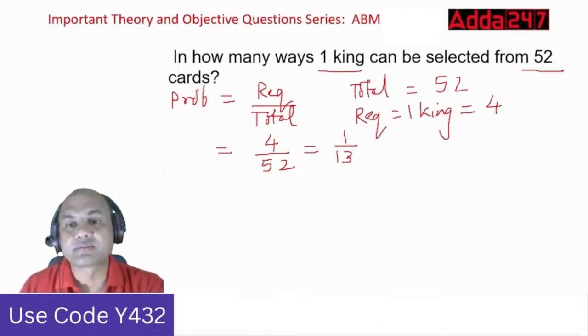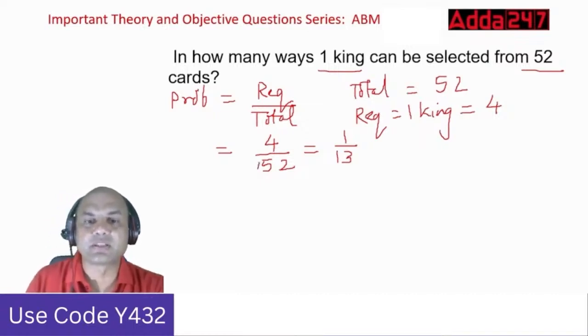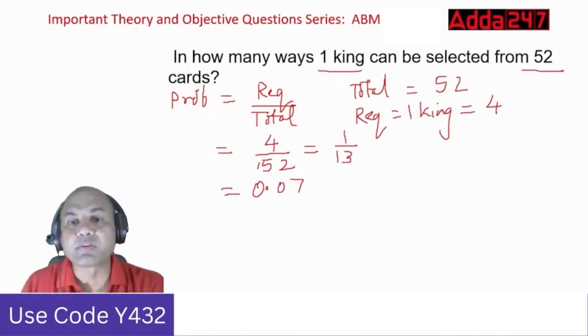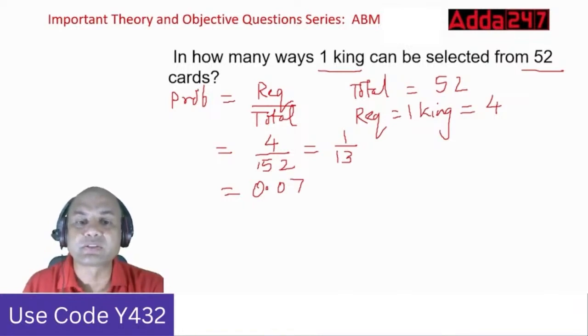What is the answer? 1 upon 13, right? So it is 0.07. That much is enough. So the probability of getting one king from a pack of 52 cards is 0.07.